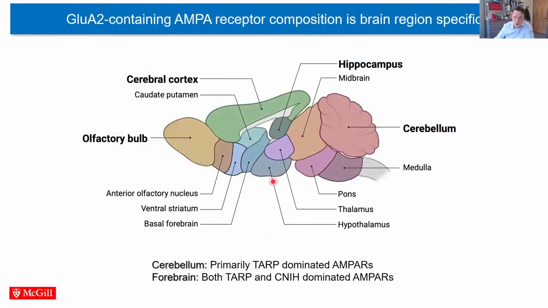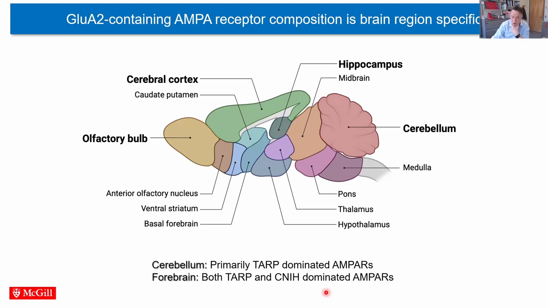Okay. So to try to look at that, I'm not going to show you the data just because I'm supposed to speak only for 20 minutes. We looked at AMPA receptors. We assembled AMPA receptors to be found in the forebrain, so the cortex, hippocampus, but also in the cerebellum. The cerebellum is mainly TARP-dominated AMPA receptors, whereas in the forebrain, so the hippocampus and the cerebral cortex, it not only has TARPs, but has the cornichons, but also has different kinds of shishas and things like that.